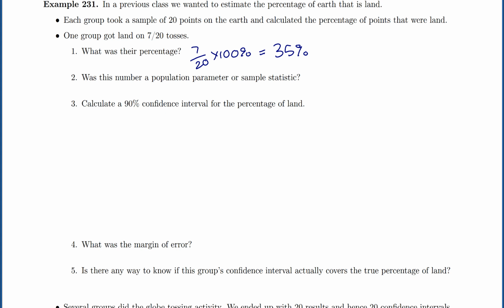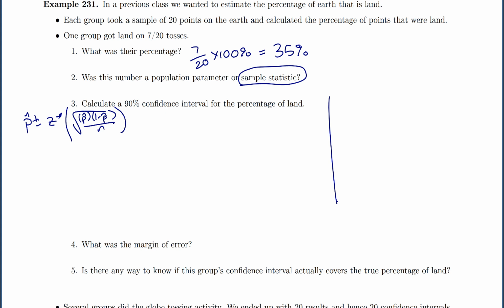Now, was this a population parameter or sample statistic? This was a sample statistic because they only took 20 points instead of all the points on Earth. So let's calculate a 90% confidence interval for the percentage of land. We know it's going to be P hat plus or minus Z star times the standard error. And the standard error is the square root of P hat times 1 minus P hat all over my sample size n. So before I can do anything, I need to find Z star.